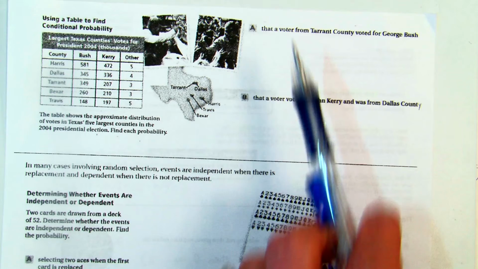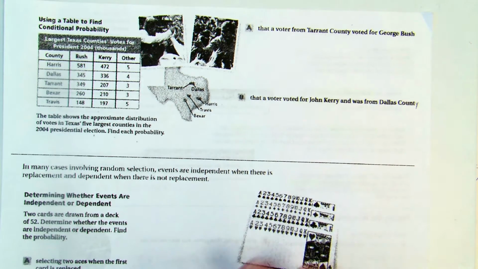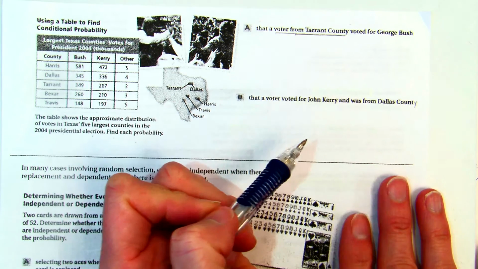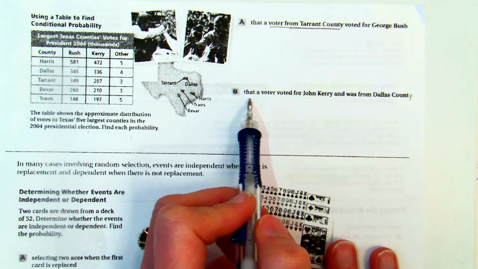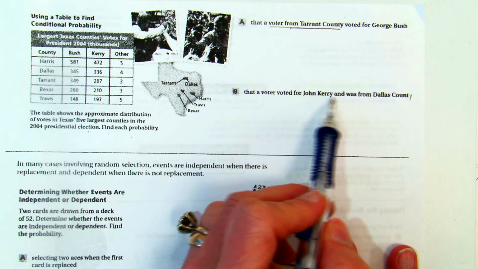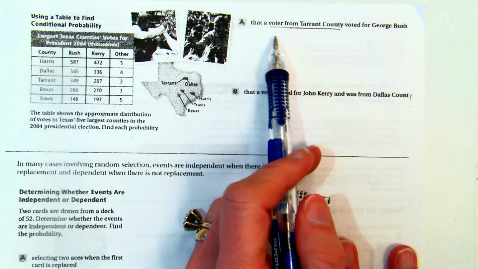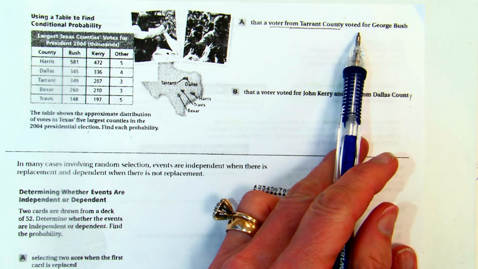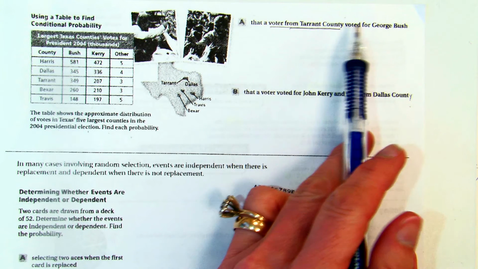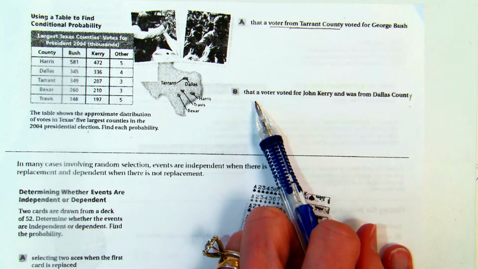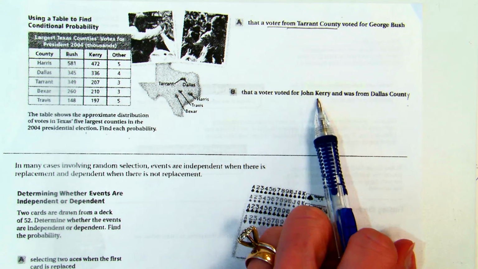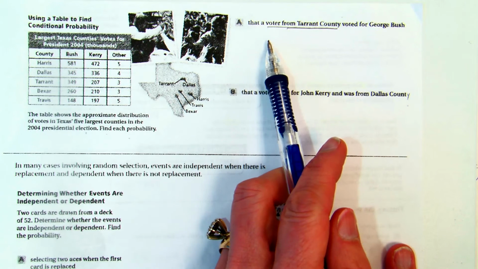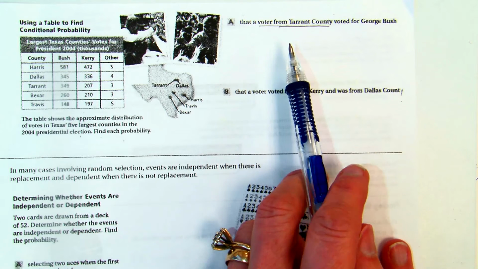So I want to find the probability that a voter from Tarrant County voted for George Bush. Now notice that this says that the voter has to be from Tarrant County. Let's look at B part. B part says that a voter voted for John Kerry and was from Dallas County. A part says that a voter is from Tarrant County, for sure, we know that. And we want to know the probability that the voters from Tarrant County, which ones voted for George Bush. B part says that we want to know the probability that a voter voted for John Kerry and was from Dallas County.